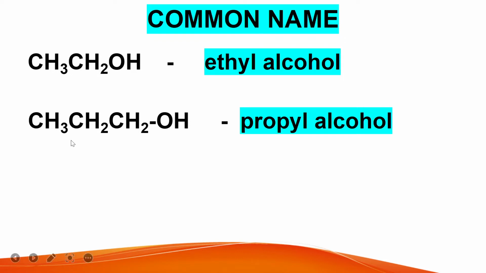Next, we have here the structural formula of propyl alcohol. As you can see in this structural formula, there are three carbon atoms in a straight chain or in a normal position. So, the name of the alkyl group is N or normal propyl. Then add the word alcohol, so the name of this alcohol is propyl alcohol.